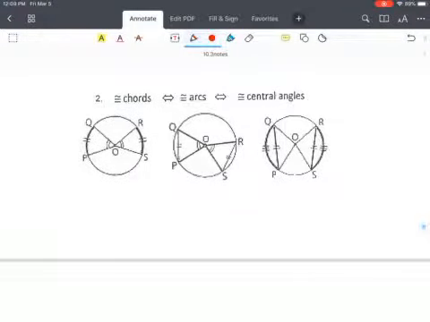Next thing is talking about if you have congruent chords or arcs or central angles, it implies that the other ones are all the same. So in this first one, we have congruent central angles. So the arcs that they both go to would also be equal. In the second one, we have congruent central angles. So then the chords that intercept those arcs would be the same. And then in the last one, it's talking about the chords and then the arcs. So if one of them is equal, then all of them would be equal.